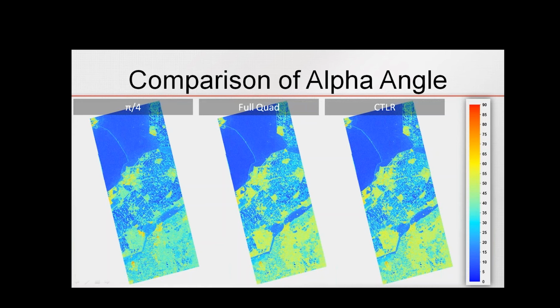So the second decomposition parameter that I generated is the alpha angle that categorizes our scattering mechanisms. So if we look at smooth surfaces, trihedral, such as water, you'll notice again that pi over 4 is the most dissimilar, with slightly higher values. Now if we compare where we have dipole scattering in urban areas, with around 45 degrees of angle, from our two reconstructed scenes to our full quad, you'll notice that pi over 4 has much lower values in this mixed forested area right here in comparison to full quad. And the CTLR scene is much closer to the full quad.